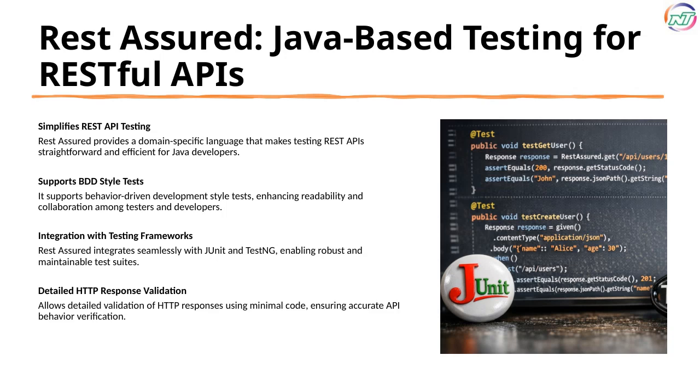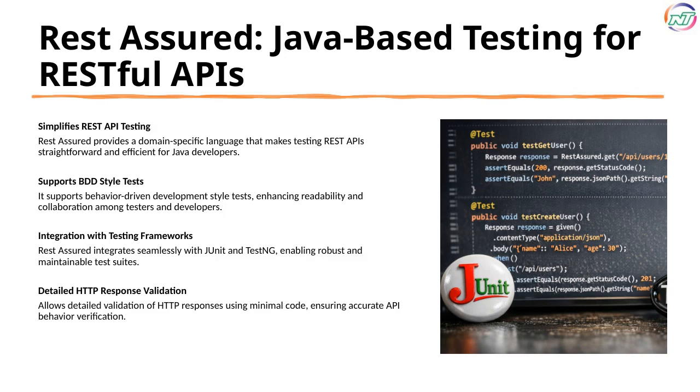Rest Assured is a valuable tool for Java developers working with RESTful APIs because it simplifies the testing process by providing a clear and fluent domain-specific language. It supports behavior-driven development-style tests, making the tests easy to read and understand, which helps improve teamwork between testers and developers. Additionally, it integrates smoothly with popular testing frameworks like JUnit and TestNG, so you can build reliable and maintainable test suites without extra hassle.